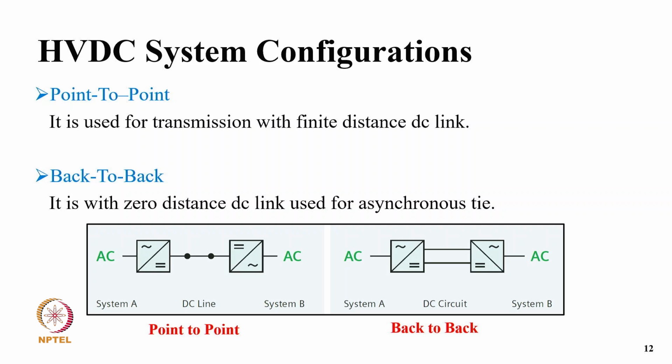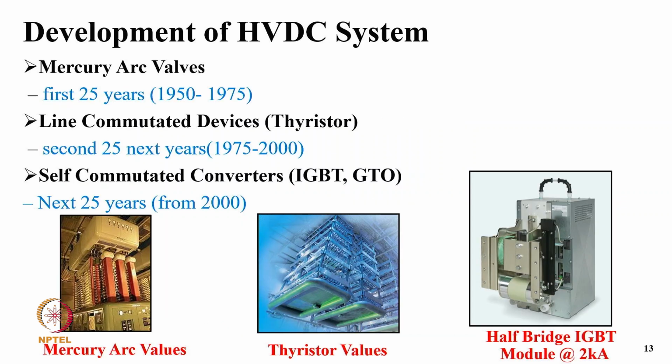So coming to the first configuration, point to point, it is used for transmission over a finite distance DC link, and back to back is a zero distance link used for asynchronous tie-ins between systems. This is a figure of point to point on the left side, and on the right side we have back to back. The back to back is normally preferred in a system where we have two frequency systems like Japan, where we have 50 Hz and 60 Hz systems. To interconnect between two frequency systems, 50 Hz to 60 Hz, we prefer this back to back.